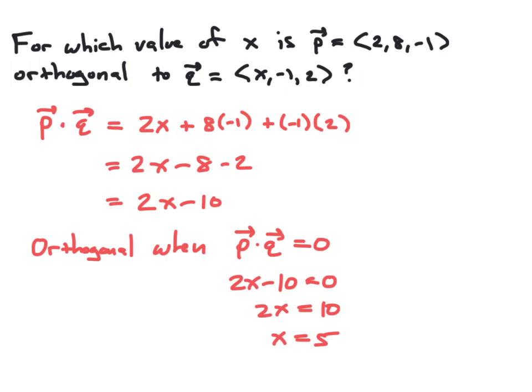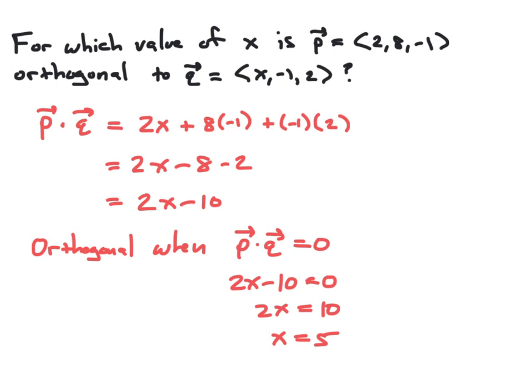We know that the vectors will be orthogonal when their dot product is 0, so we start by computing the dot product of P and Q. The dot product would then be 2 times x plus 8 times negative 1 plus negative 1 times 2, which will be 2x minus 8 minus 2, or 2x minus 10. We want to know when that dot product will be 0, so we will set 2x minus 10 equal to 0 and solve for x. Doing so results in x equal 5.